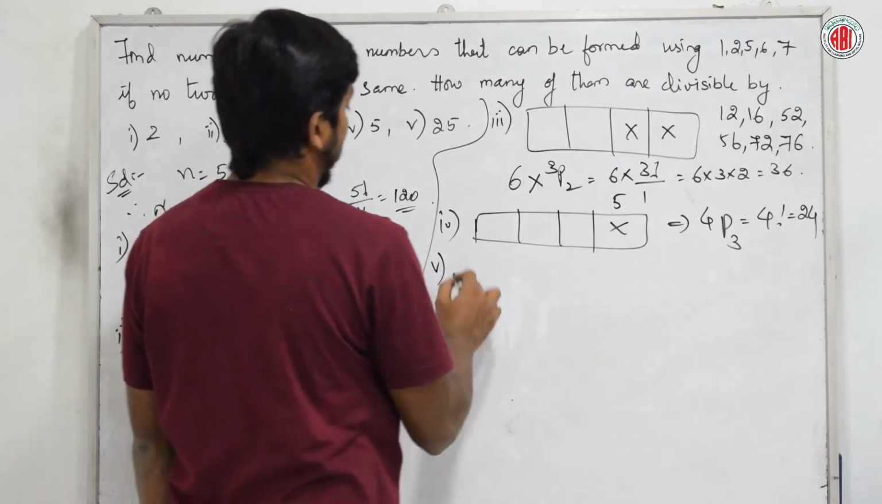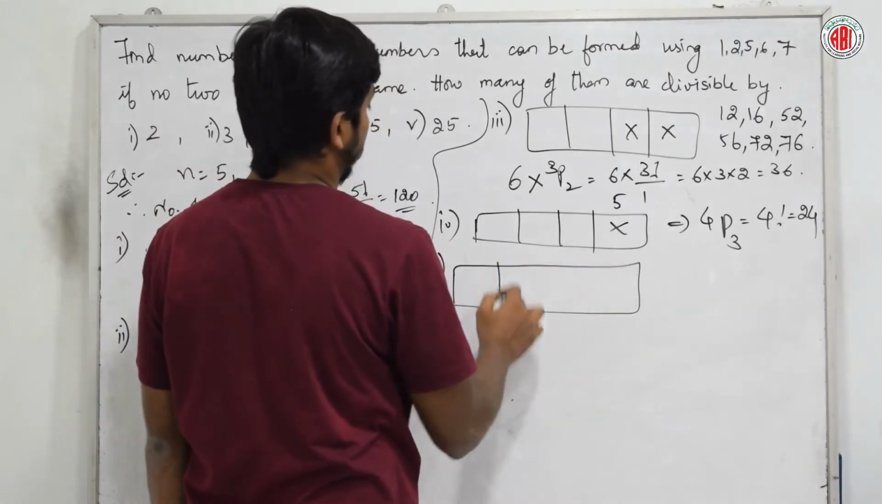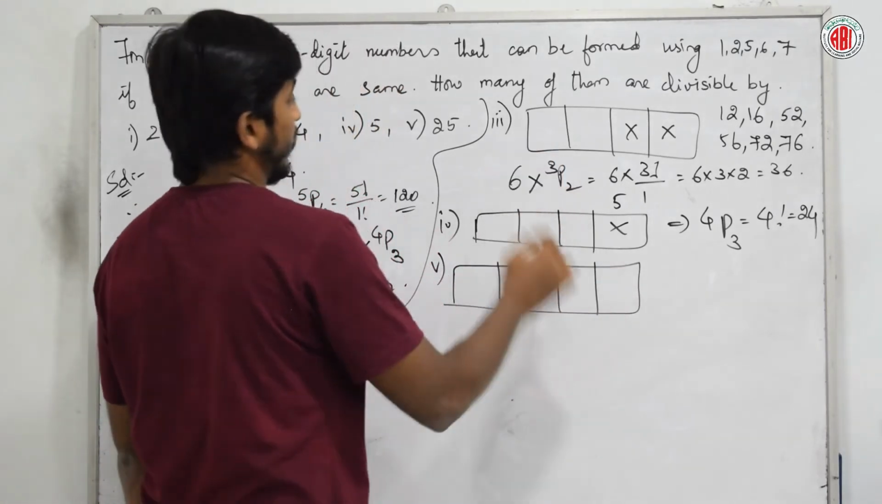Okay, fine. Next, the 5th one. How do we say a given number is divisible by 25? What are the combinations we can get here?